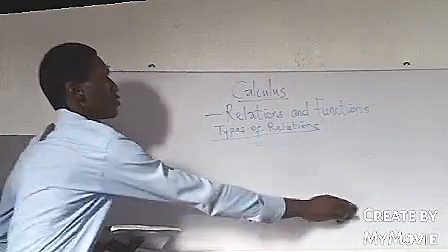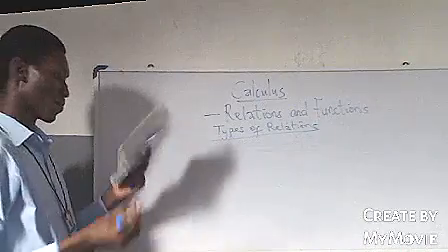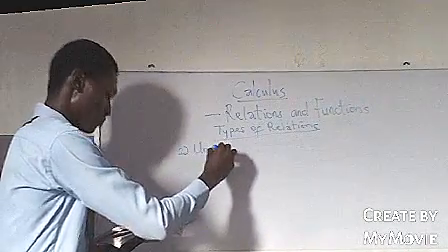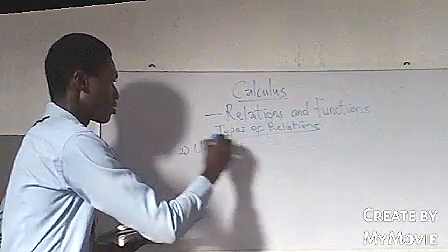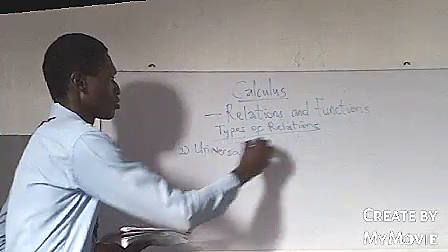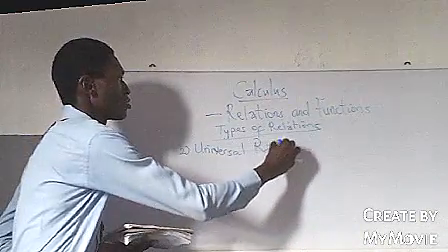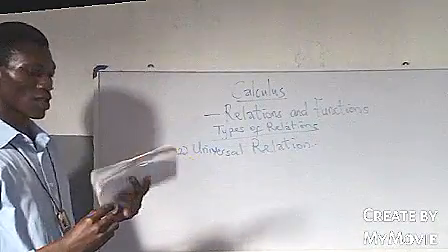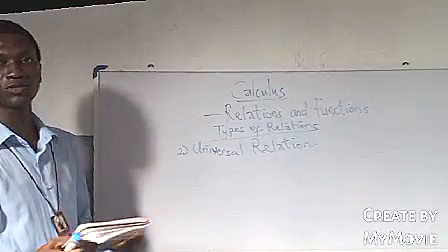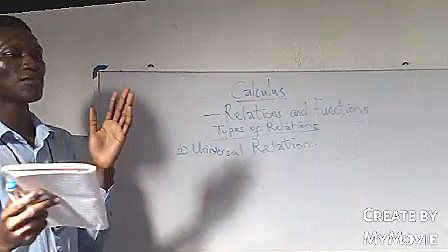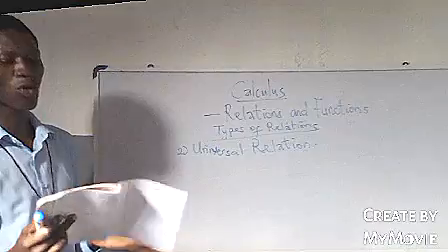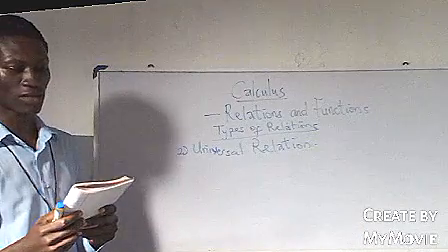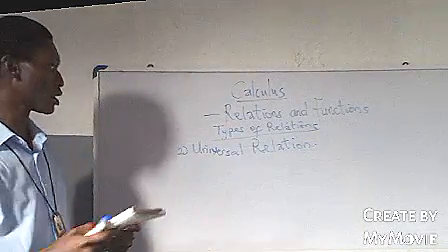The second type of relation, which we call the universal relation. In universal relation, every member of the set is always related to members of another set. They are all related to each other.